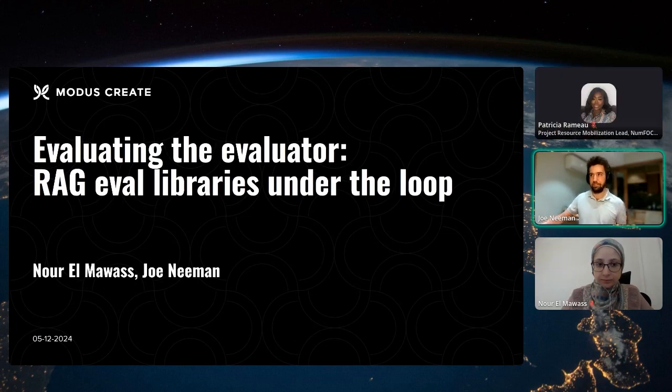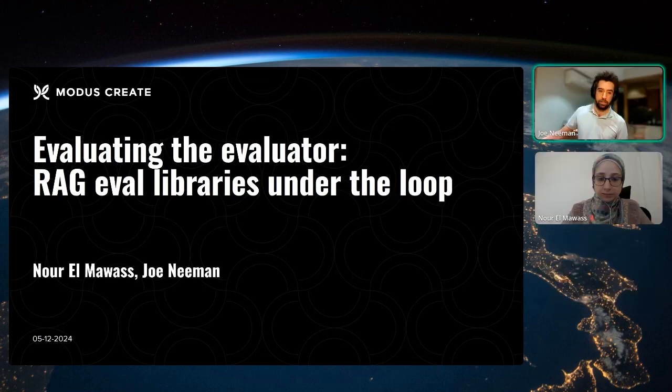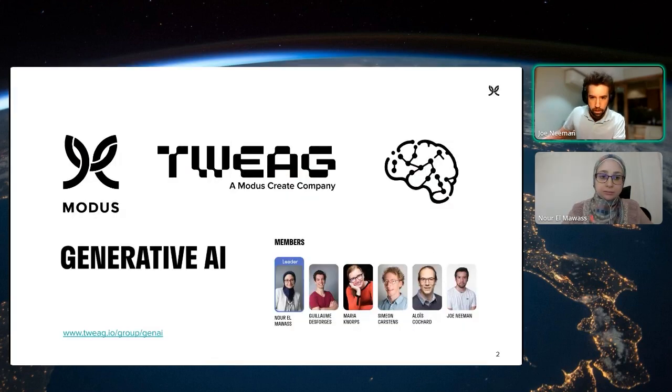Thanks for coming, and thanks, Patricia, for the introduction. Our title today is Evaluating the Evaluator: RAG Eval Libraries Under the Loop. But before we get into it, let me very briefly tell you who we are. Noor and I work for a company called Modest Create, a consulting company with about 500 people. We do a bunch of different software-related things, including in particular generative AI. I'm a member of the generative AI group. Noor is our fearless leader.